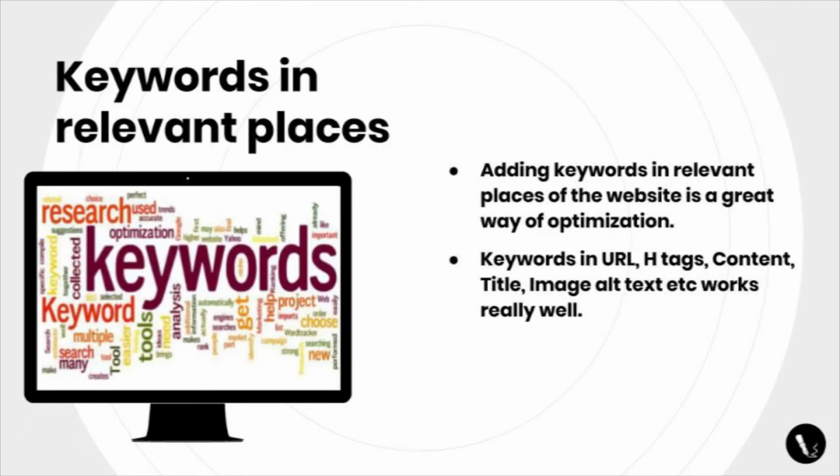Keywords in relevant places. One of the best ways to optimize a web page is to add keywords at relevant places of the page. Just throwing keywords at random places won't work. Placing it in relevant places like the URL, on-page content, meta description, etc. works really well for your website.